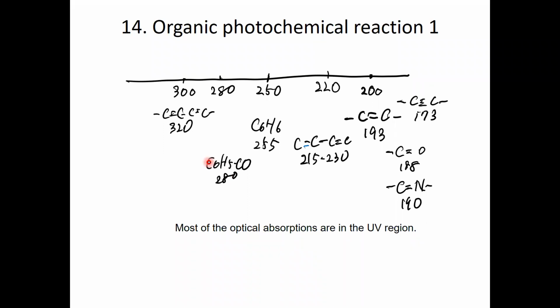So what I mentioned is that most of the optical absorption for these organic chemical bonds is in the UV region. That's why we mostly need a UV light source to induce the photochemical reactions.